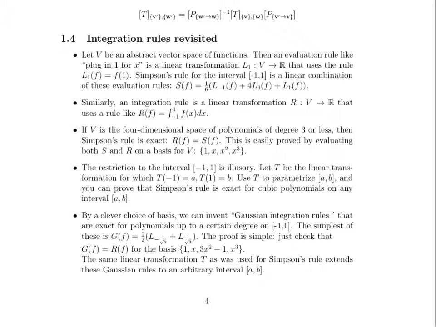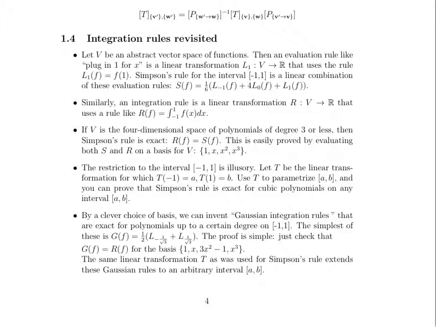Now, if V, that abstract vector space, is the four-dimensional space of polynomials of degree 3 or less, then this rule of approximating the value of that function's integral, Simpson's rule, is actually equal to the value of the function's integral on whatever interval you're looking at, and this was part of the quiz that you just took. This is easily proved by evaluating both this function s, the Simpson's rule approximation, as well as this function r, the rule for integrating these functions, on the basis for this abstract vector space. Of course, for cubic functions, the elements of the basis are 1, x, x squared, and x cubed.